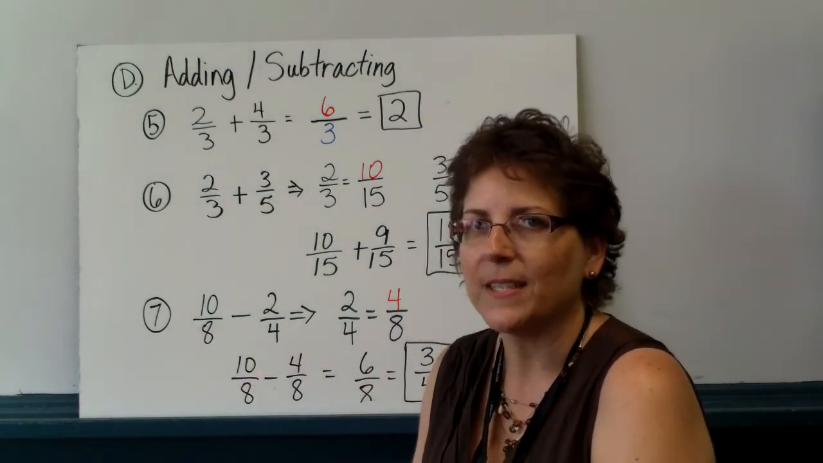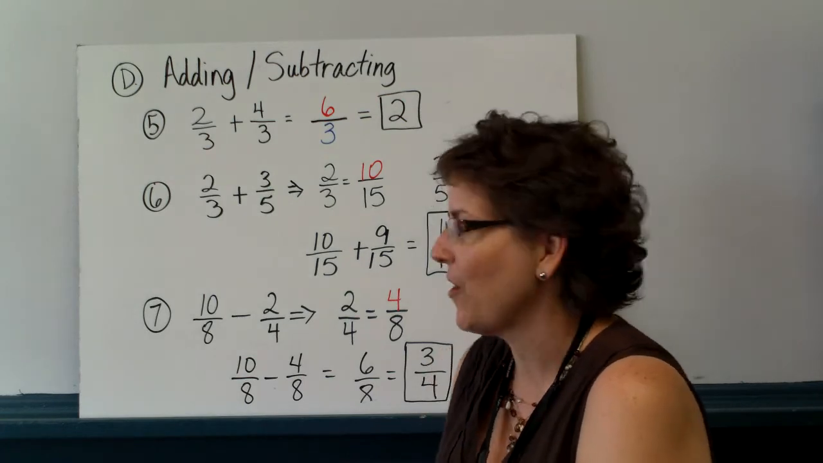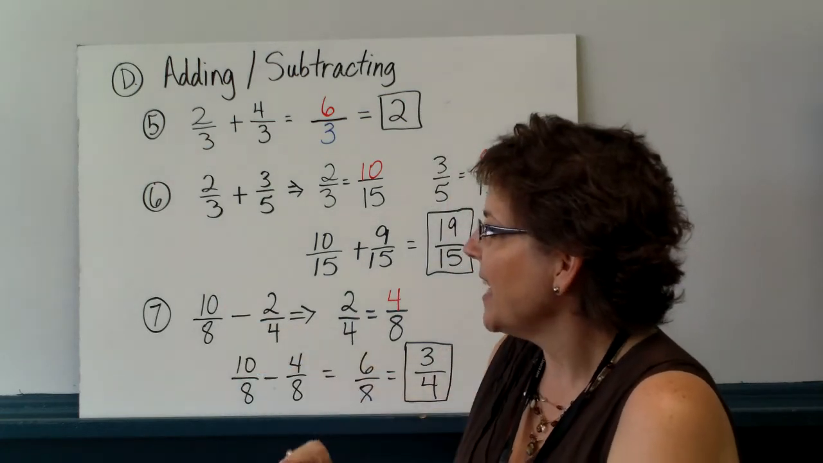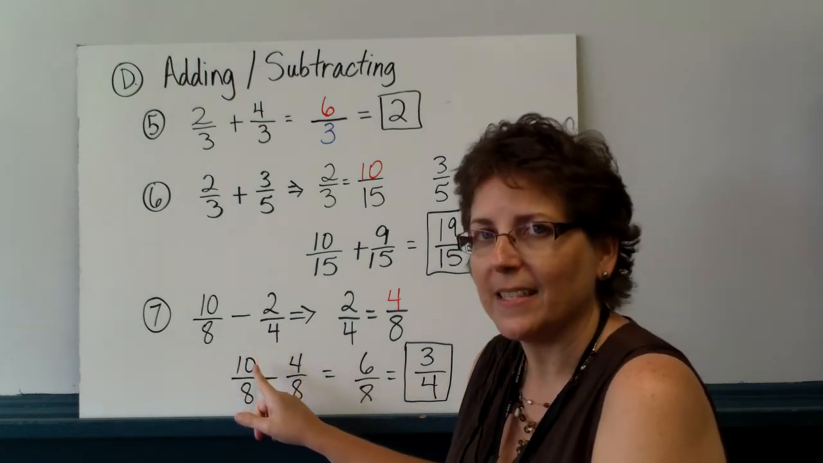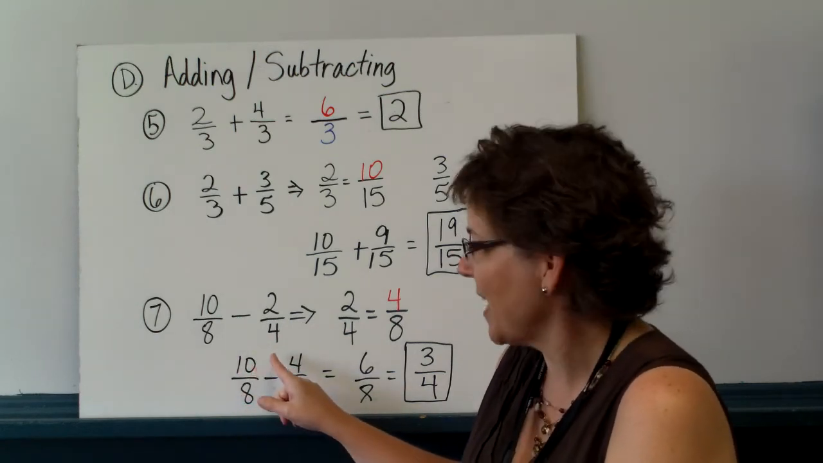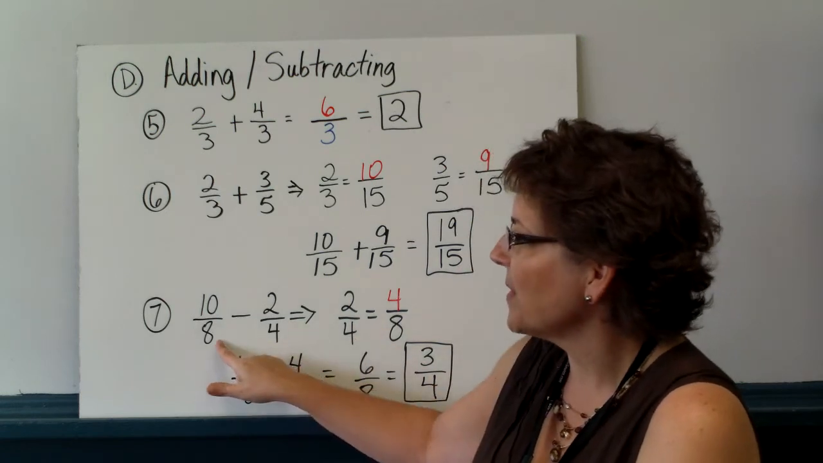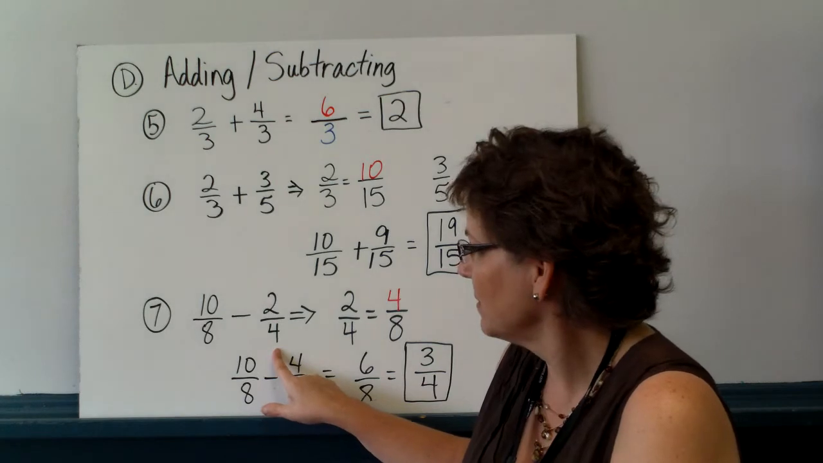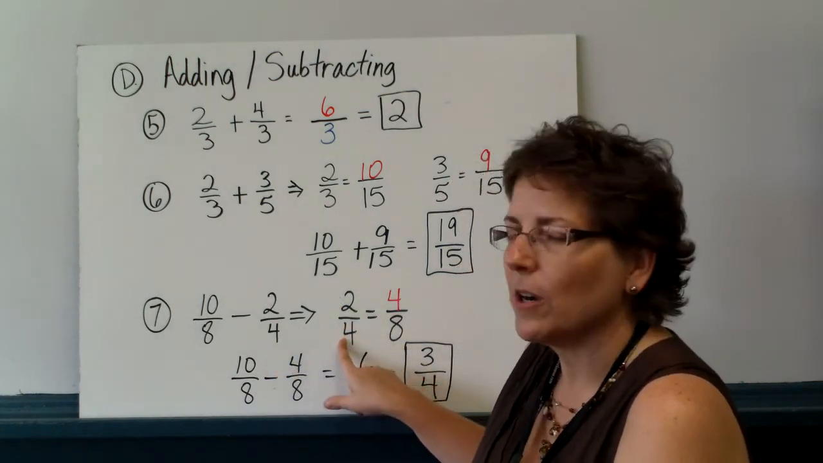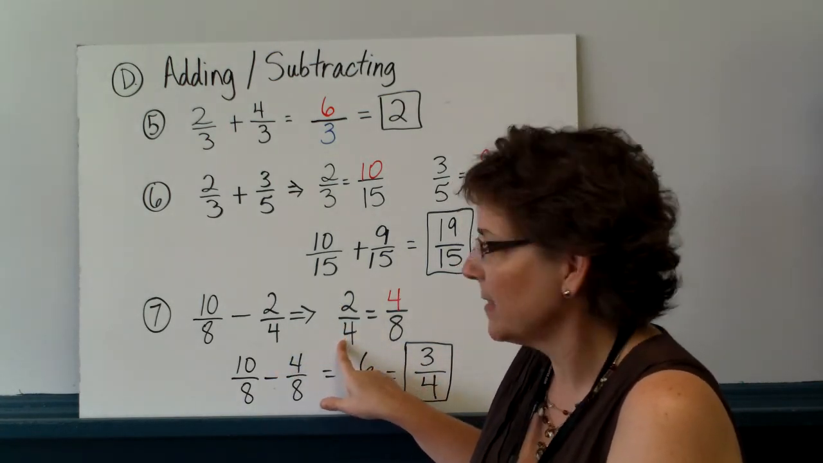Here's another one. Number 7 is a subtraction problem with fractions. Well, I've got 10/8 minus 2/4. The denominators are not the same, so I have to find a common denominator. In this case, with 8 and 4, I can use the 8 as my common denominator. So I need to make this 4 on the bottom change to an 8.